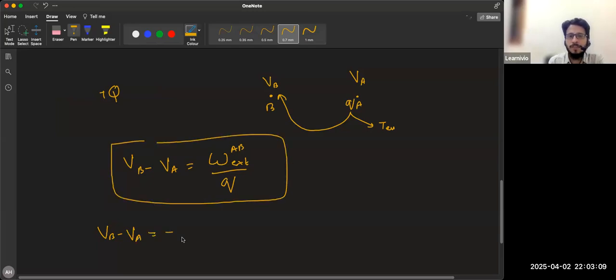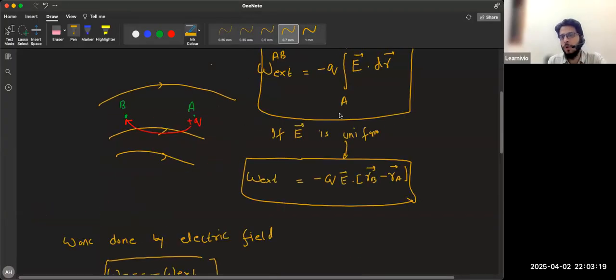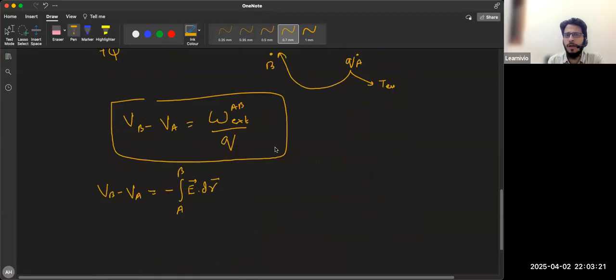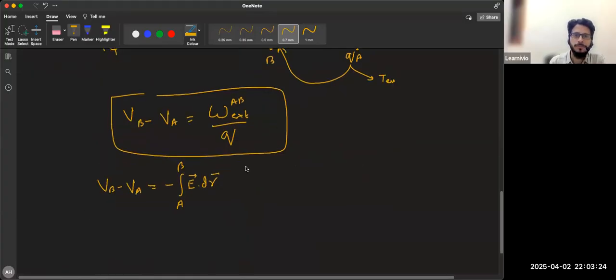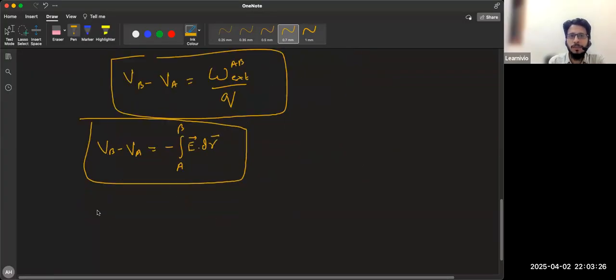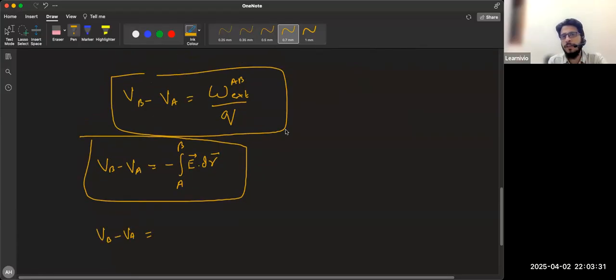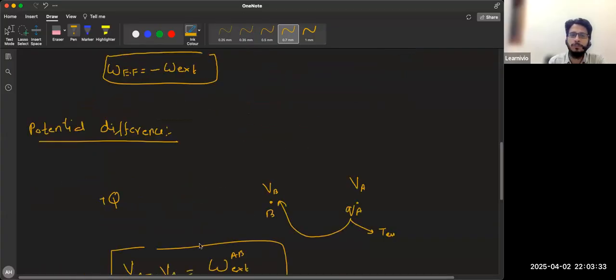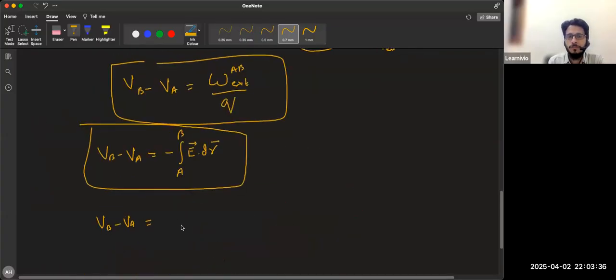So you can write this as minus the integral from A to B of E dot dr. What I did here, I just substituted this value, the work done from A to B, minus Q E dot dr. Similarly, if your field is uniform, then again I will divide this work done by Q. So we'll be left with just minus E dot RB minus RA. That's what.